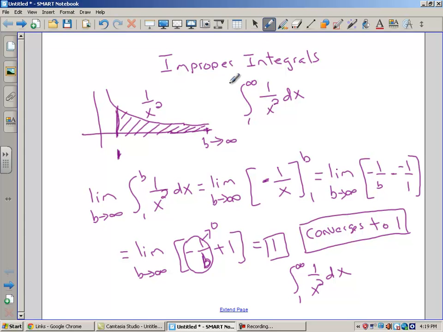Okay, so this idea had an infinity in the integral, and when that happens, you must go through this setup like this.